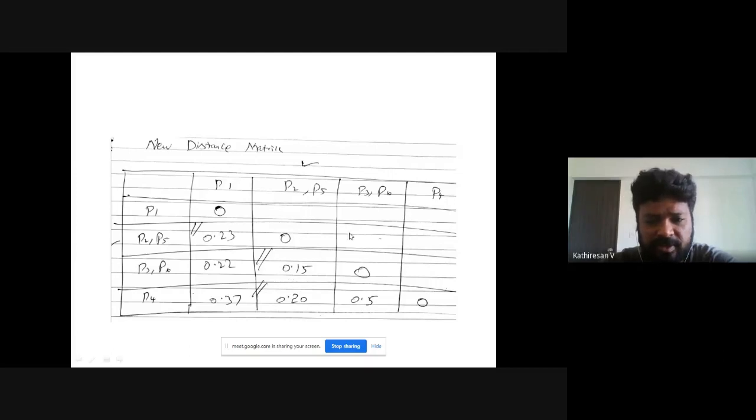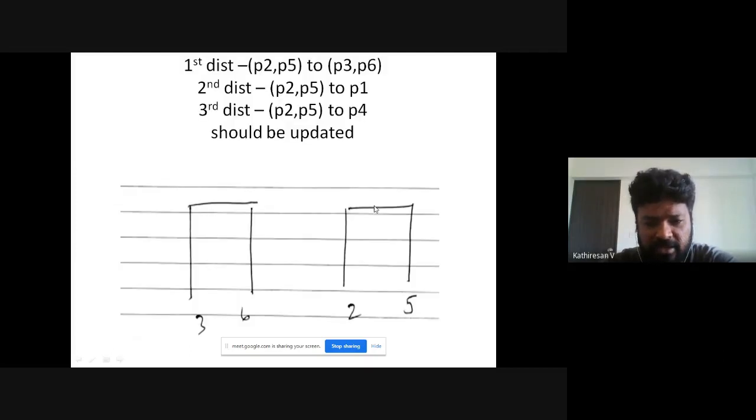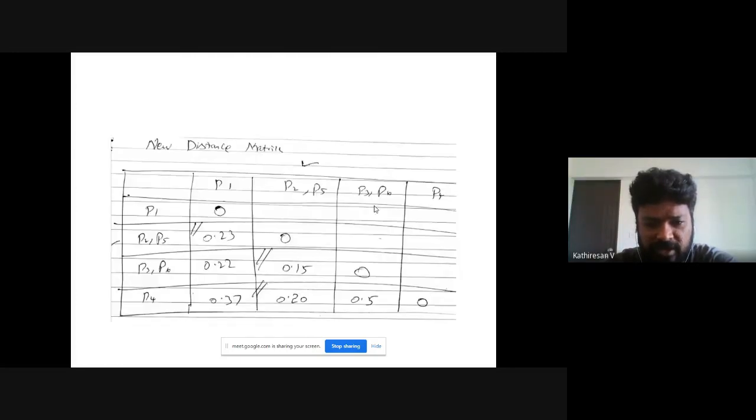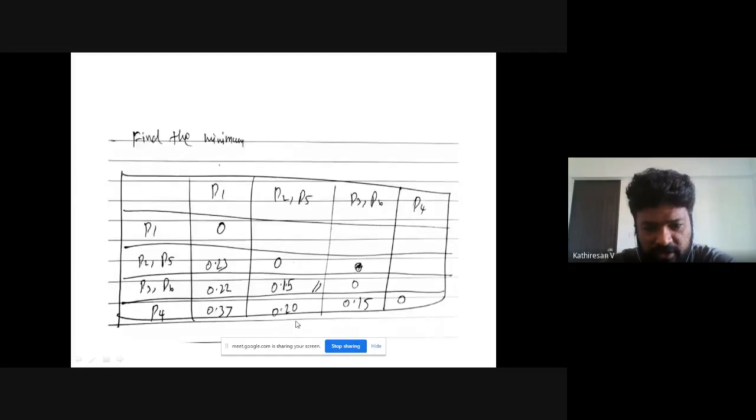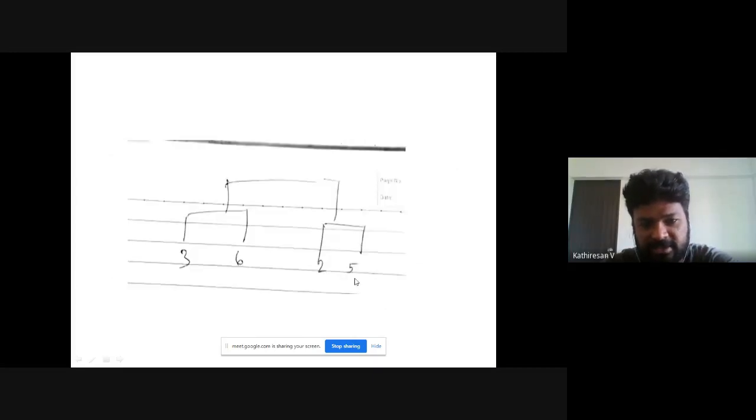Wherever P2 P5 is involved, there the distance matrix gets changed. See, these values get changed, and again we have to find the minimum. In this the minimum is 0.15. So we have to combine P2 P5 and P3 P6. So the dendrogram is like this. We have to combine these two. This way, the cluster is getting formed in hierarchical agglomerative clustering.